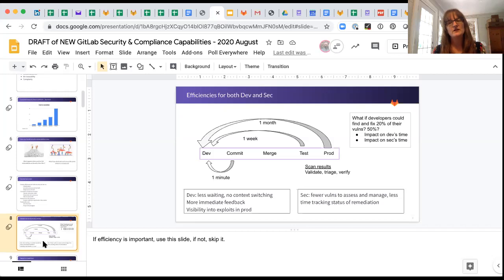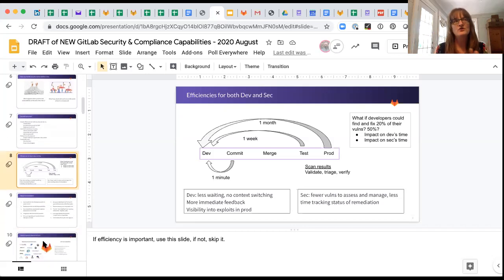But it could also mean that for every vulnerability they don't have to worry about, that's less time going through a whole workflow for triaging those vulnerabilities, validating them, triaging them back to the development team, and finding out: did the development team assign somebody? Has it been fixed? You can imagine the time and effort there.